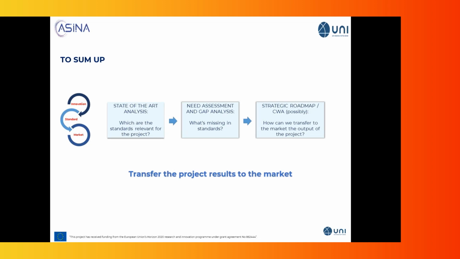Basically, to sum up: state of the art analysis, needs assessment, and gap analysis. It happens that during the project we find that something is missing in a standard, and we invite the technical committee to consider the results of research projects and to fill the gap in the standardization. And at the end, we try to promote new standards, pre-standards as I said before, from the research project. So if something could be standardized in a project, we use this tool to standardize it.